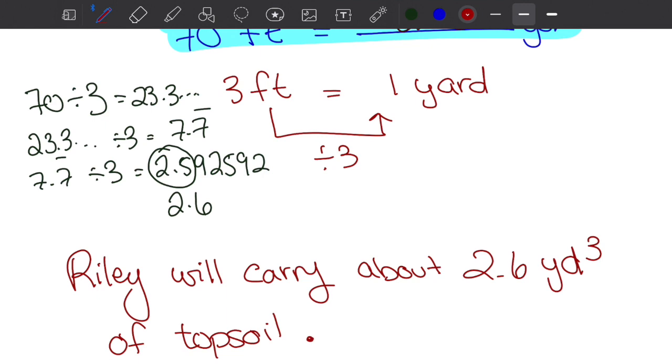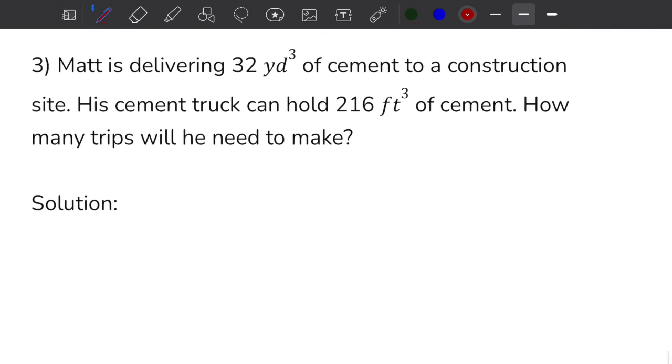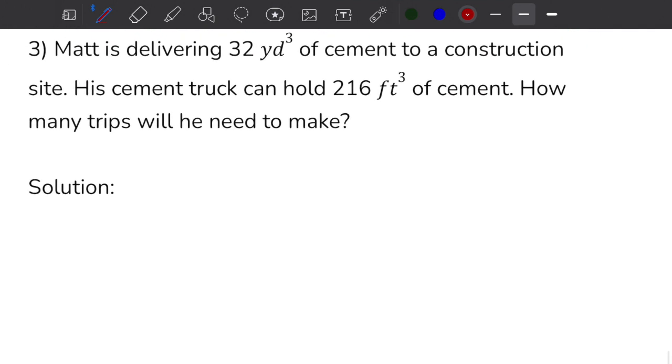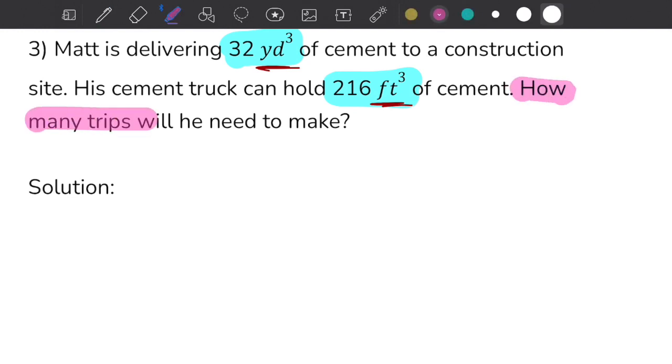Perfect. Okay, now let's do our last example here, I believe. So Matt is delivering 32 cubic yards of cement to a construction site. His cement truck can hold 216 cubic feet of cement. So right away, before I even continue, notice how the units are different. Okay? All right, let's continue. How many trips will he need to make?